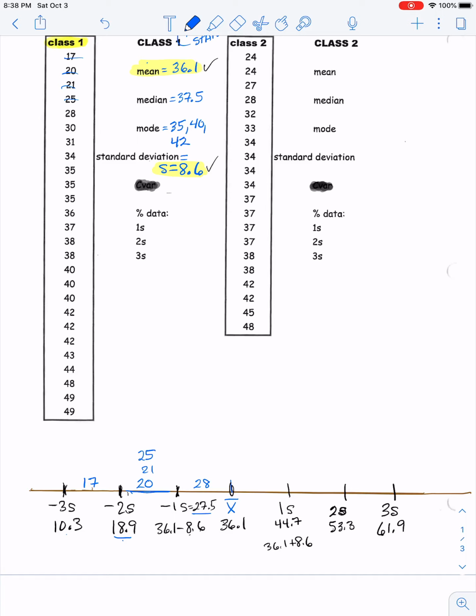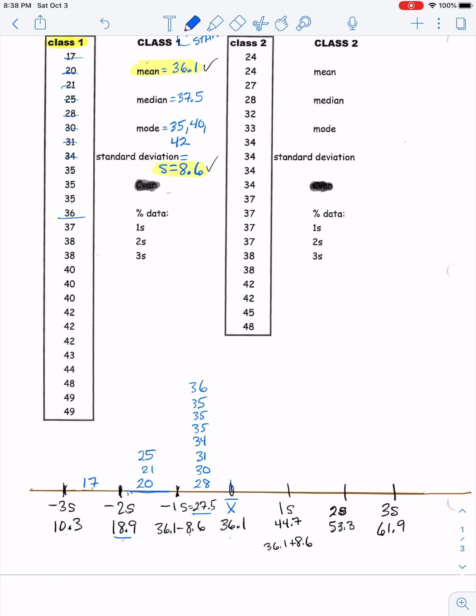So we have a 28, 30, also between 27.5 and 36.1. 31 goes there. 34. 1, 2, 3, 35s will still be in here. Okay, and then 36. So we're down to here.